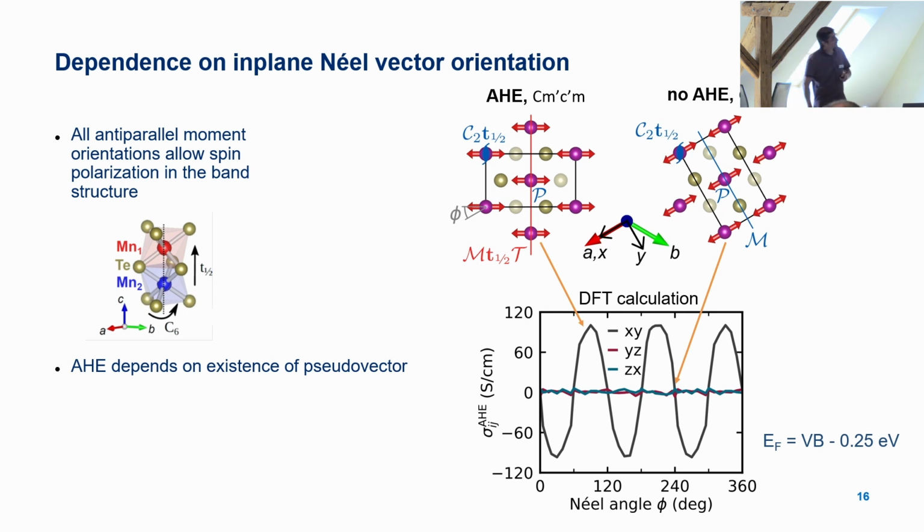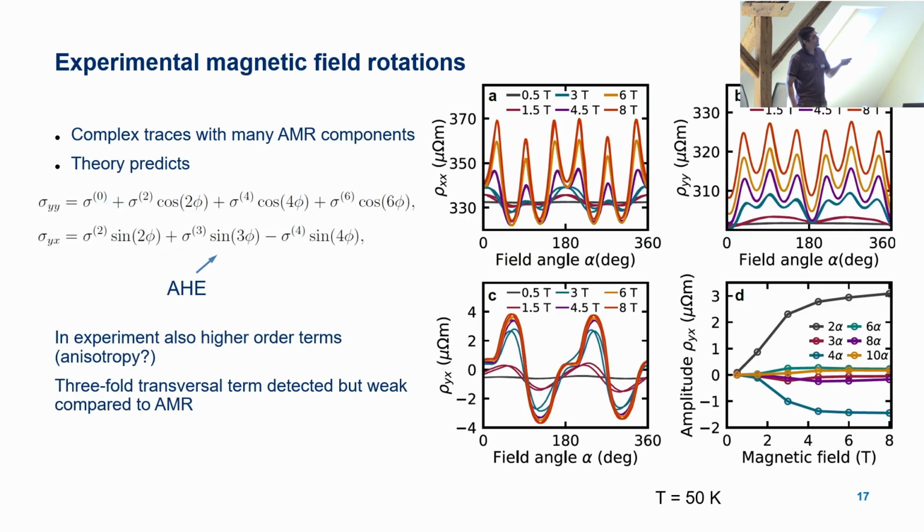And we also tried to look at this experimentally. So theory predicts that we should have this 3-fold term in the transversal conductivity or resistivity, which should correspond to this anomalous Hall effect. When we do this experimentally, we get rather complex traces because in addition to this anomalous Hall term, some AMR terms are also allowed. In the longitudinal case, there will be even higher ones, but in theory at least the 2-fold, 4-fold, and 6-fold are allowed to exist, and these are the main ones we observe here in the experiment.